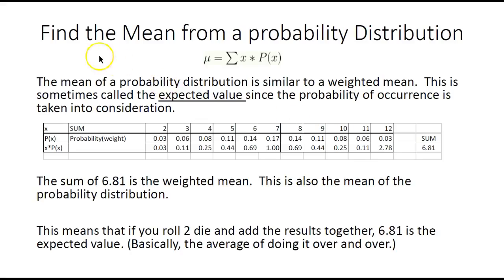You can use a probability distribution to find a mean. This is similar to a weighted mean and can be called the expected value. Here I multiply the probability by the value or sum. I add the results together to get 6.81.